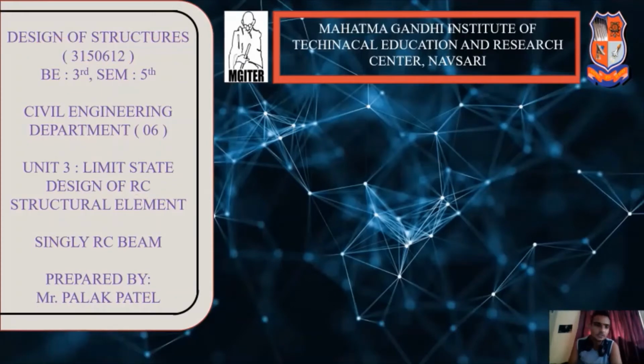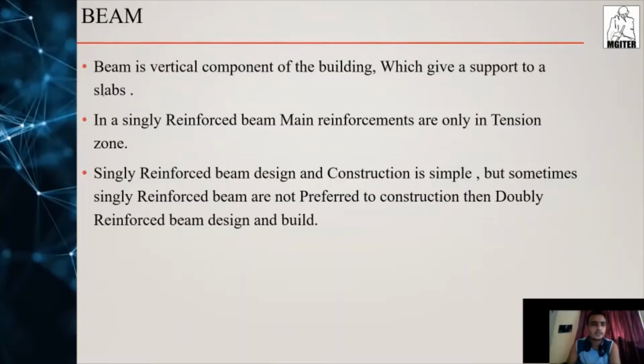So in this lecture, we are starting to learn Unit 3, limit state design for RC structural elements. We will learn what a singly reinforced RC beam is. So shall we start? Here, first is the definition of beam. A beam is a horizontal component of the building which gives support to a slab. Now, what is a singly reinforced beam? A singly reinforced beam is one where the main reinforcement is only in the tension zone.